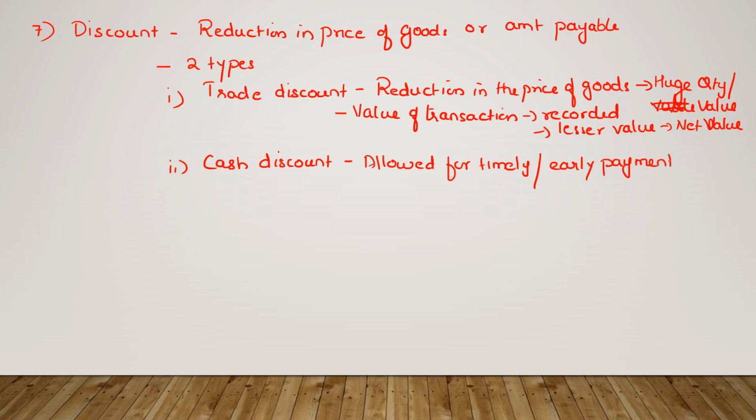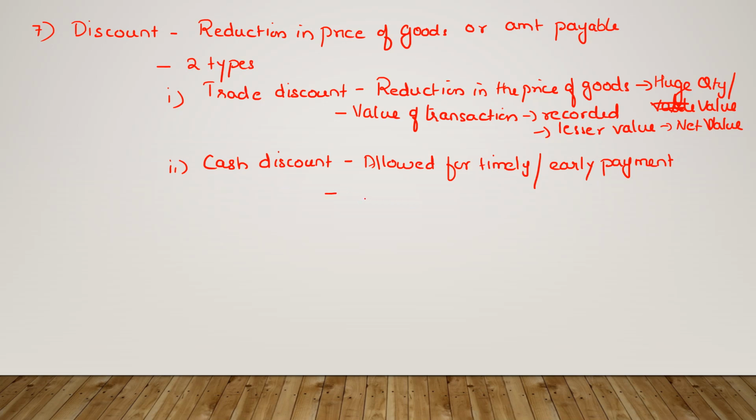Now, for example, if the customer was given a credit period of, say, a week or 15 days or within a month, and the customer comes back and pays earlier than the period he was given, then he might say that as I'm paying early, please give me some discount. Now, this type of discount, which is given when the balance is being settled, is called cash discount.